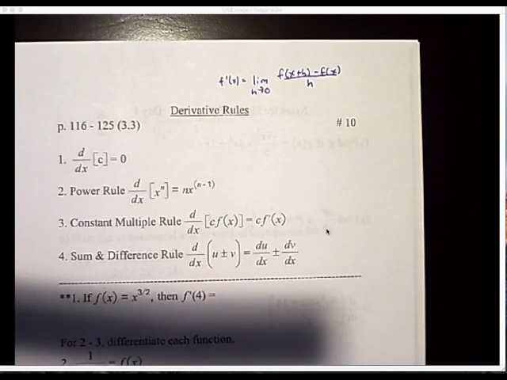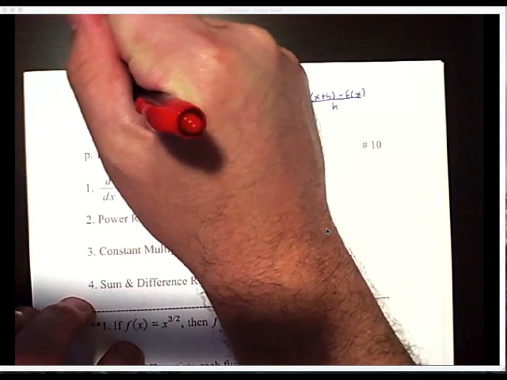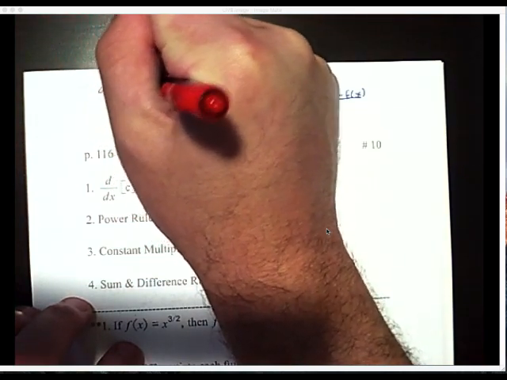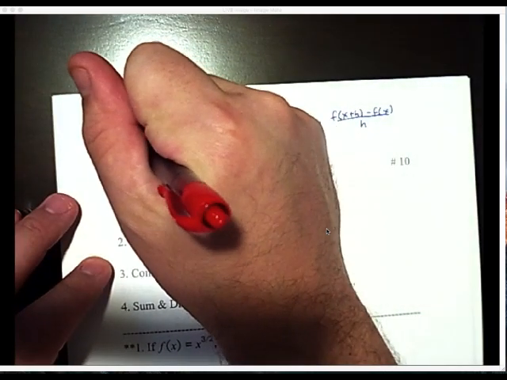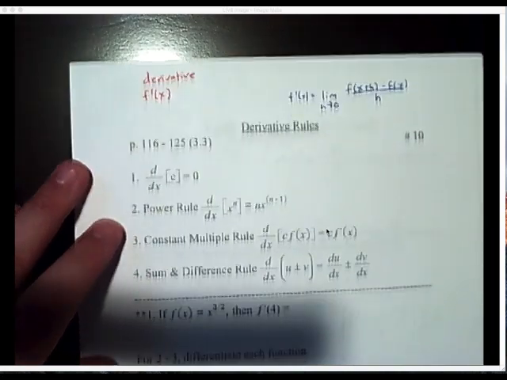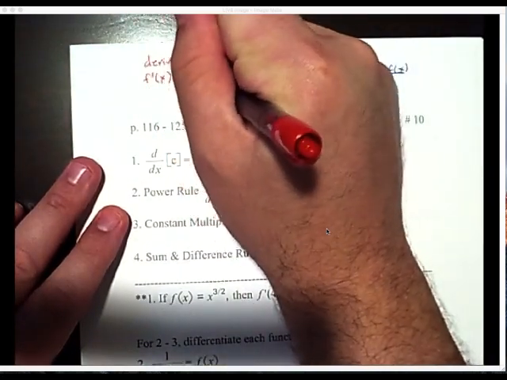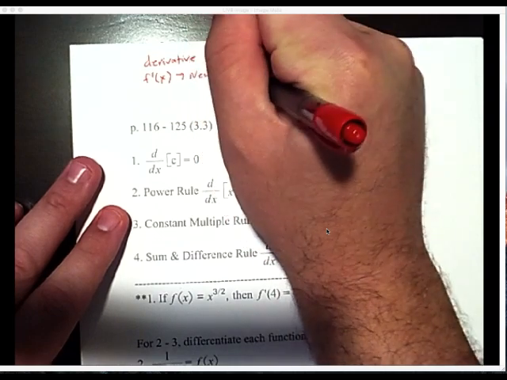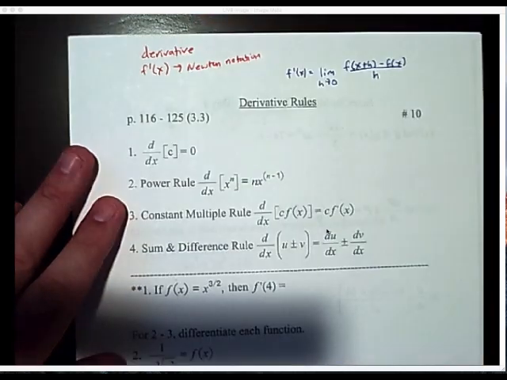Now let's talk a little bit about notation. There are some different ways that we can write a derivative. One of them is if we say f prime of x, that means derivative. That's what's called the Newton notation. Sir Isaac Newton came up with that.